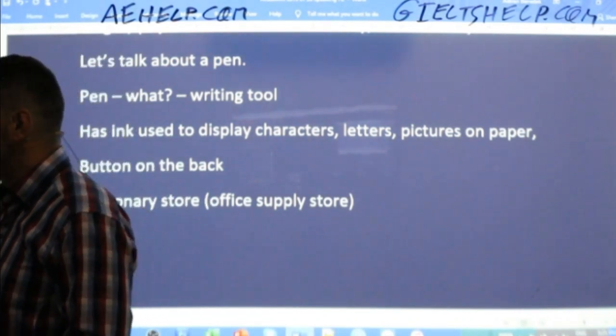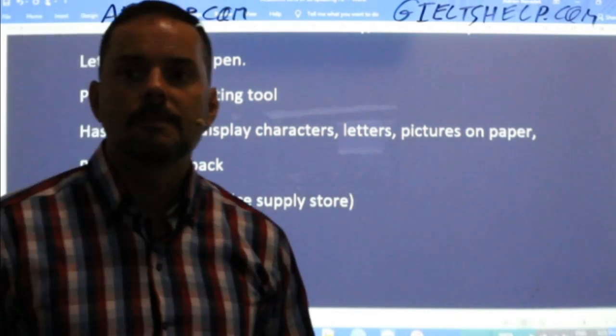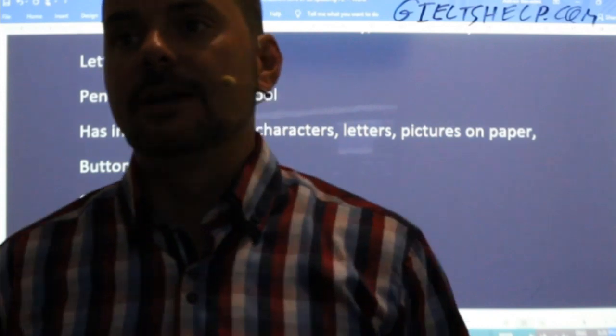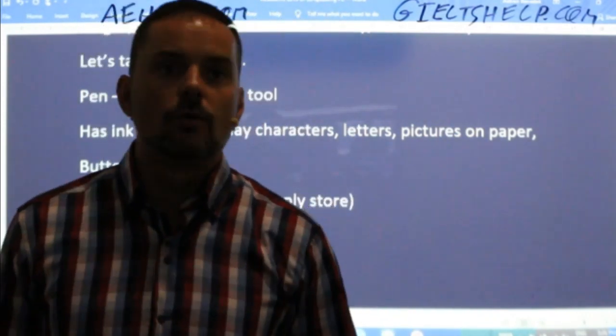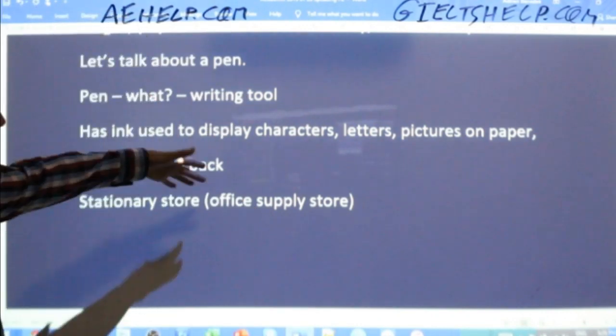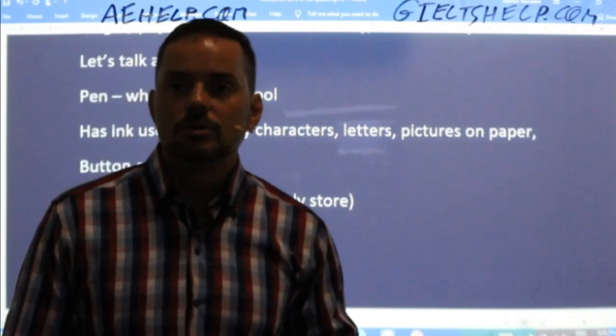What is it used for? It could be a gift from someone. You might have borrowed it from somebody. What is it used for? So here we have, okay, it's used to display characters, letters on paper, but in more detail, what is it used for?